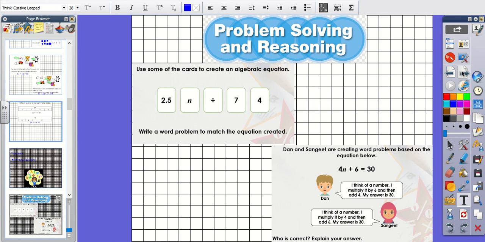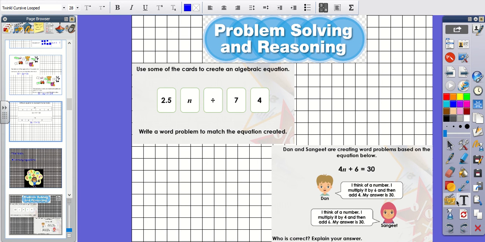Okay then, so let's have a look at problem solving and reasoning today. Use some of the cards to create an algebraic equation. So write a word problem to match the equation created. So we have got 2.5, we have got n, we have got divided by, we have got 7, and we have got 4. So I would like you now to have a think about what the algebraic equation would be using some of those cards.